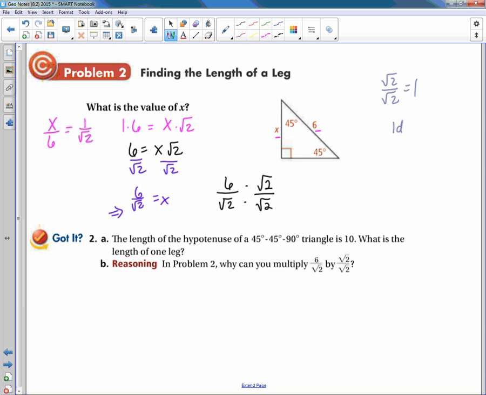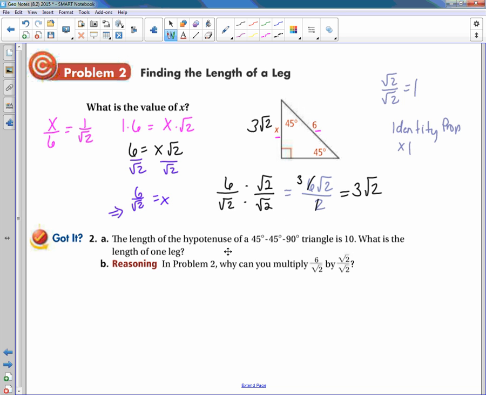And the identity property says that I can multiply anything by 1 and still get the same thing and not change the identity. So what I need to do is say 6 times the square root of 2, and then the square root of 2 times the square root of 2 gives me 2. Now I've rationalized my denominator. If I reduce, I get 3 times the square root of 2. So my side length is going to be 3 times the square root of 2.